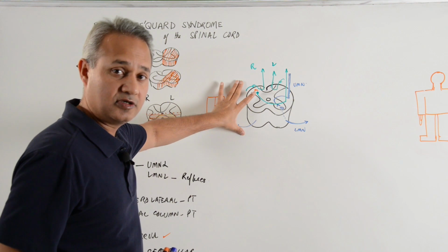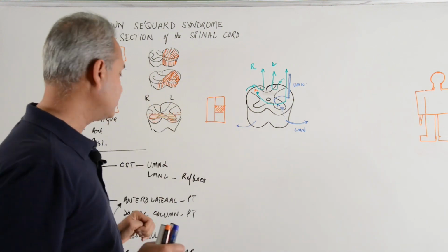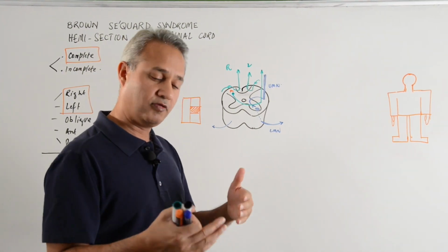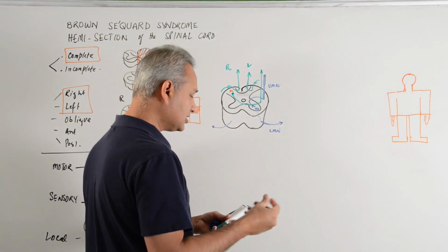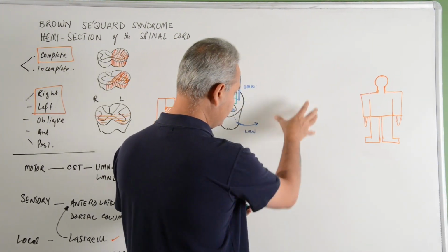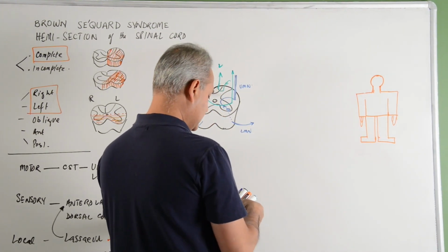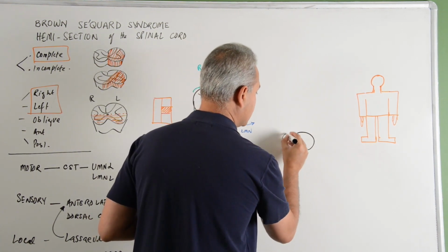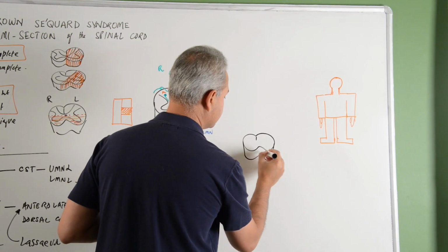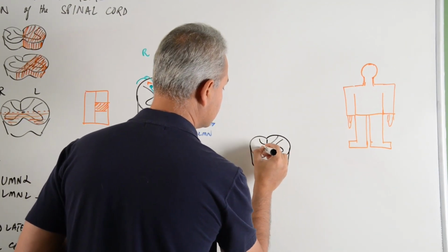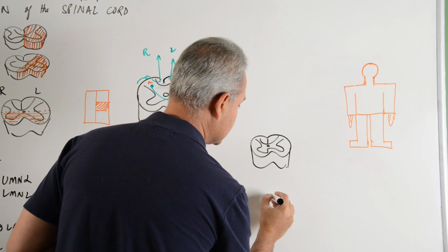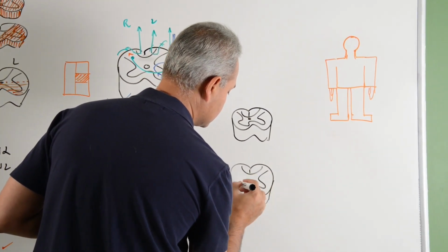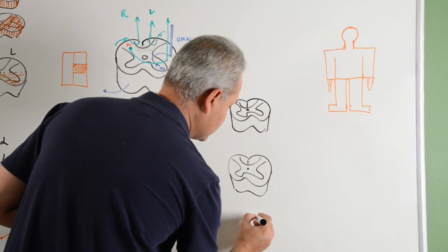So once we have understood this, now the second concept that we need to understand is the tract of Lissauer, so that we can see that 1 to 2 segment below, what does that mean? So let's draw the tract of Lissauer. So I'm going to make a few segments of spinal cord here. Let's say we have segment here, we have another segment here, and we have one more segment here.